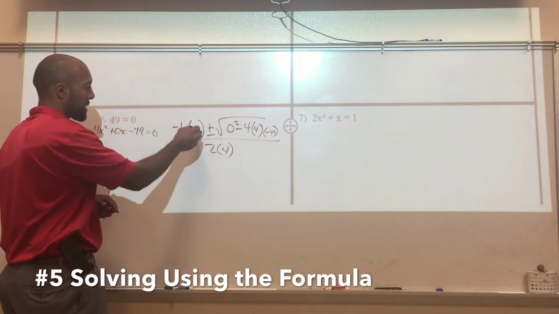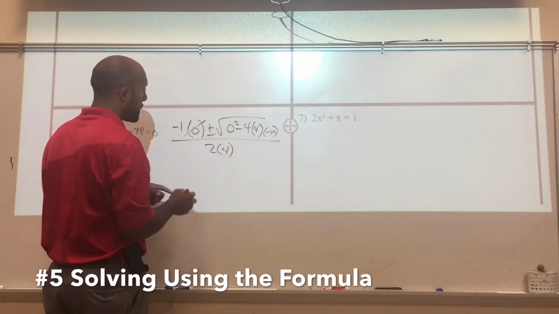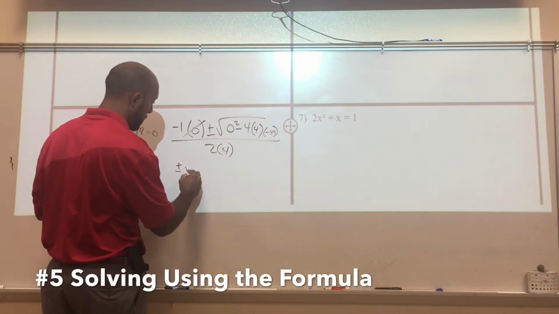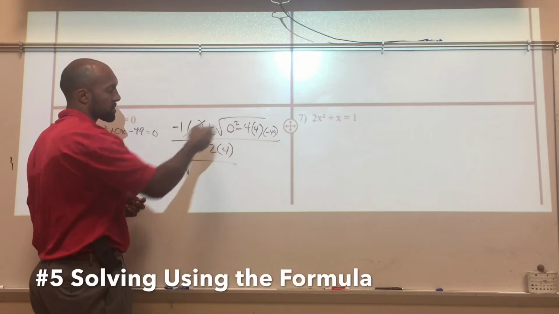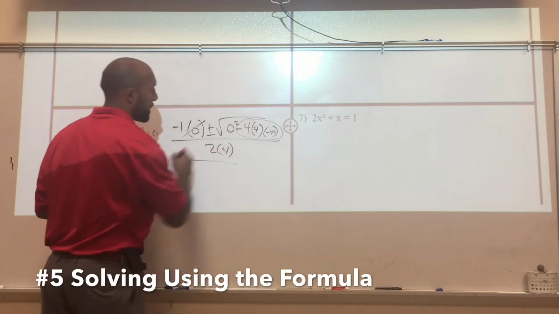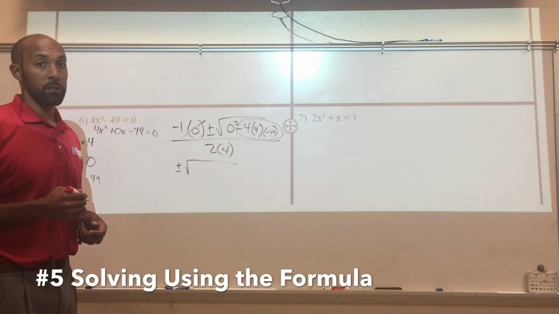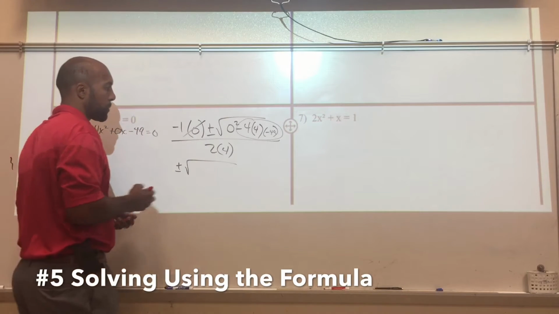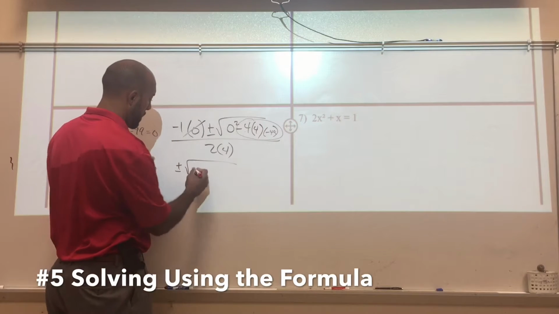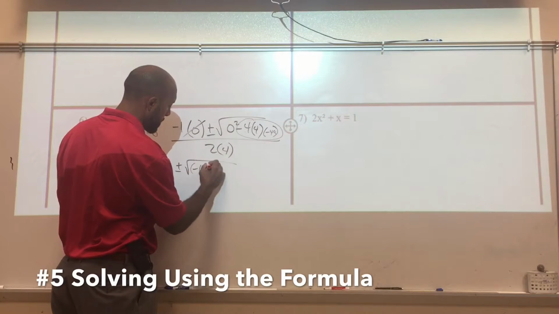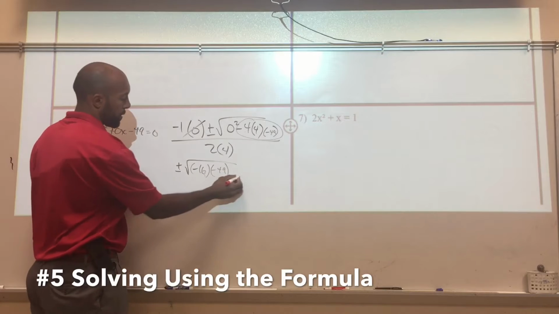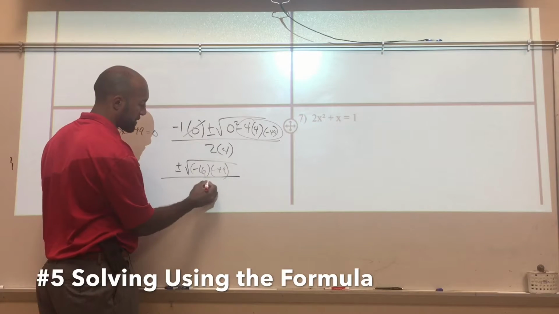Okay, let's go ahead and simplify. Negative 1 times 0, that cancels out. Okay, so then we have plus and minus. Still need the plus and minus. Square root. Well, 0 squared, that cancels out. So all we have here on the top is negative 4 times negative 49. Okay, so first, let's do negative 4 times 4. Oops. It's negative 16. And then times negative 49. All over 2 times 4, which is 8.